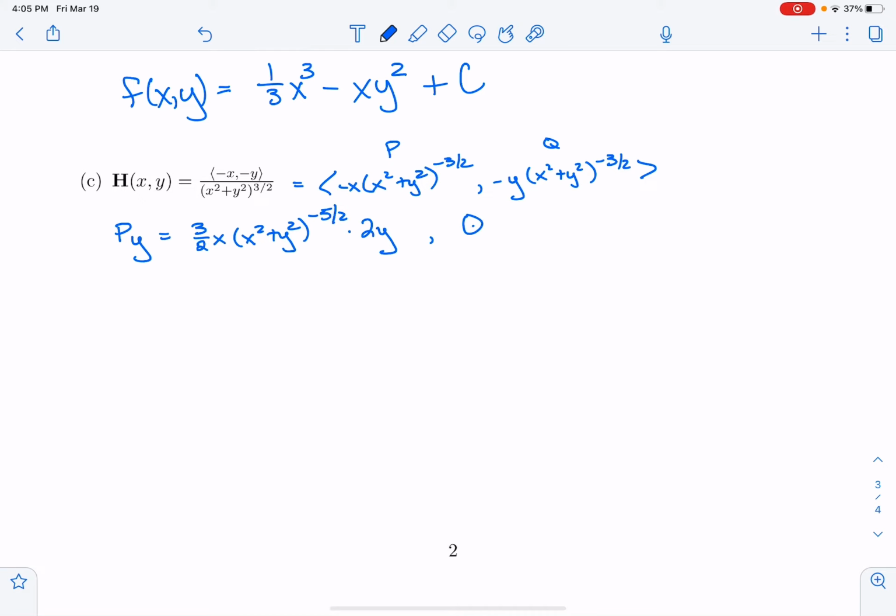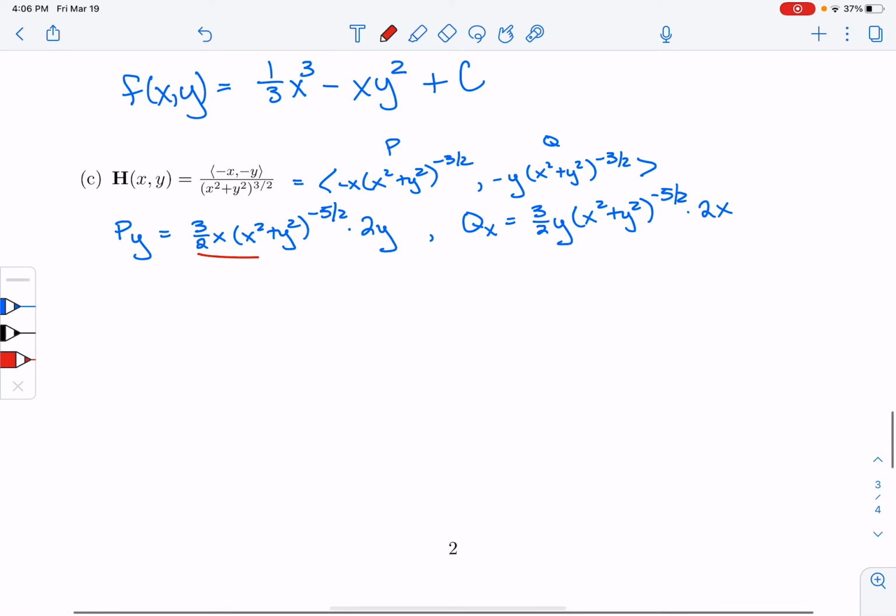Now I'm going to take the derivative of q with respect to x. Again, y is constant, so I don't need to use a product rule or anything. This is going to be 3/2 y times x squared plus y squared to the minus 5/2, times 2x, taking the derivative of the inside there. And hopefully you can see that these two functions are actually equal. And so, therefore, we have a conservative vector field.